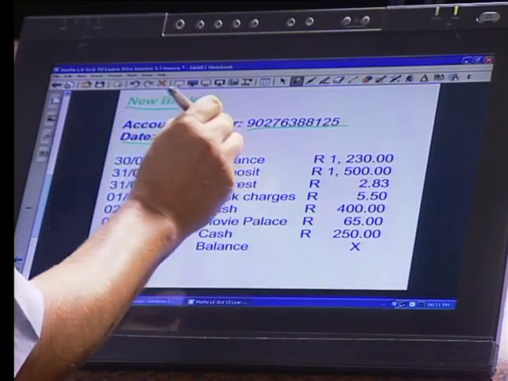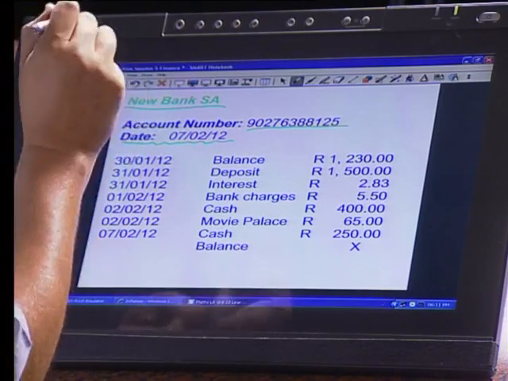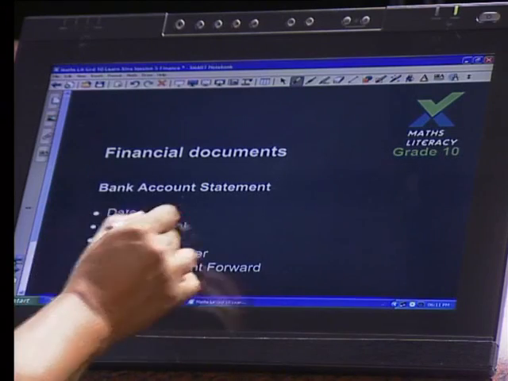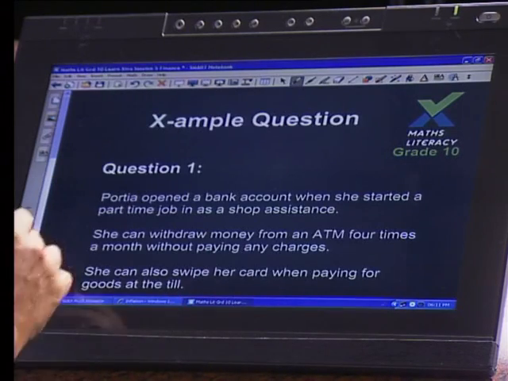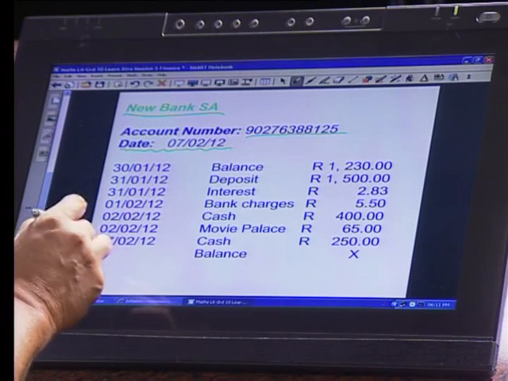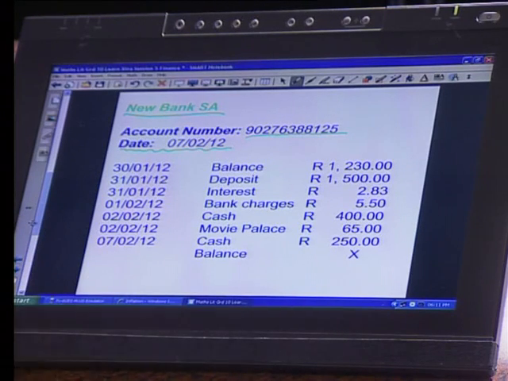Let's move on. The date. Now remember we said this. What's this mean? This means that's the date you're getting the statement. And do you remember this other thing we discussed here called a time interval? Now, what is the time interval for this statement? Well, it starts on the 30th of the 1st and it ends on the 7th of February. So the actual period we're looking at is from the 30th of January all the way through to the 7th of February. Do you understand the difference? The time interval and the actual date.